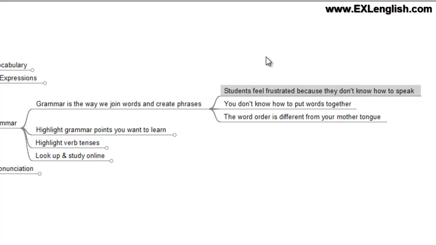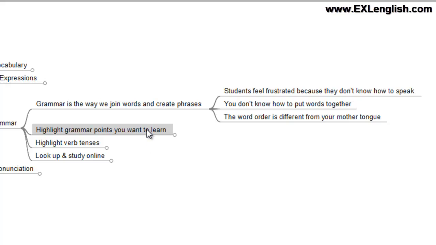So if you do that while you're reading and listening to the text, you can highlight any grammar points that you find interesting. Just like you did with the vocabulary and expressions, you're going to see sentence structures that you find interesting. Some that you may not understand at all. Others that you may kind of have seen but you're not real familiar with them.